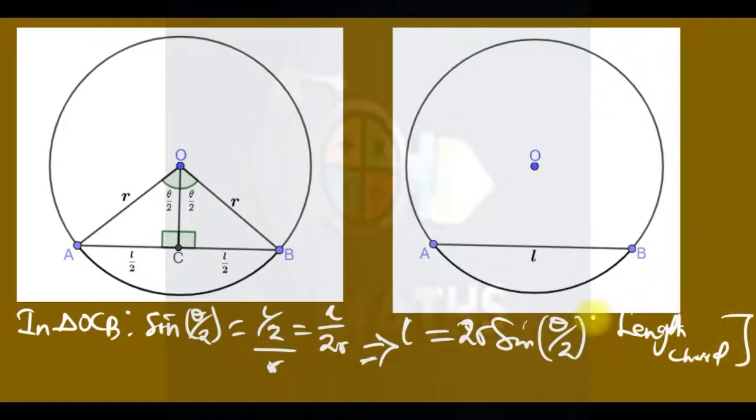So each time you're asked to find the length of chord, that's the formula you use: 2 times the radius times the sine of half of the central angle, the minor one. So that's it.